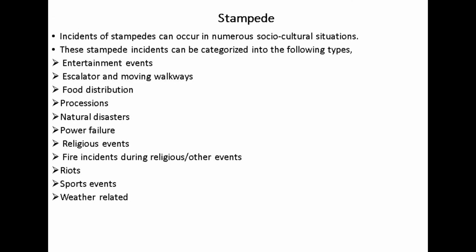Next is stampede. Instances of stampede can occur in numerous socio-cultural events. A simple example I will tell you is that during festivals in the temple, if the elephants start running, people suddenly start running in the same direction, especially because they are excited or frightened. Some of the people may fall down and get injured or they may die because of this stampede.